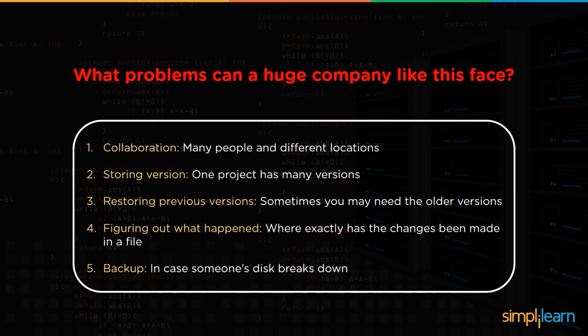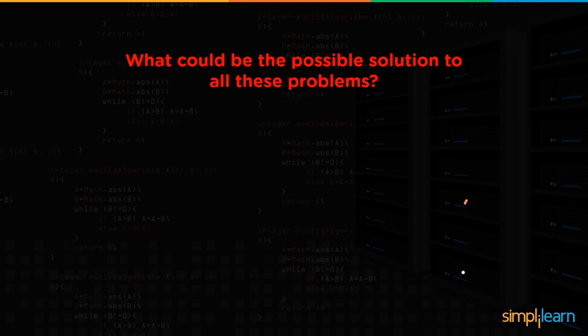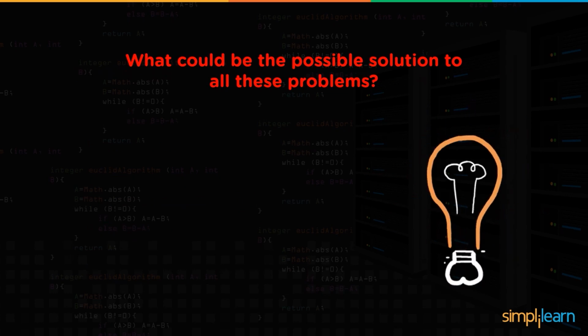And then the last one is that in case someone's disk or file system or local laptop breaks down, how can we restore our source code? So these are some of the problems which a multinational organization, or any organization with a lot of developers, really faces during the development process. Right now, what could be the solution for all these problems?